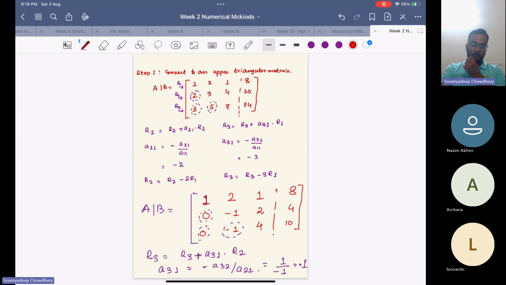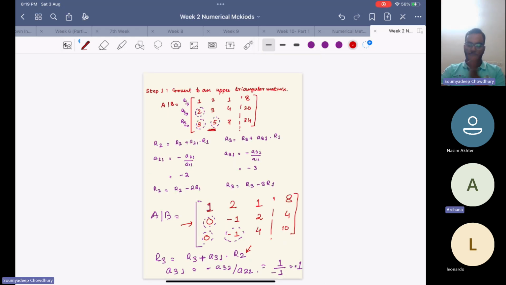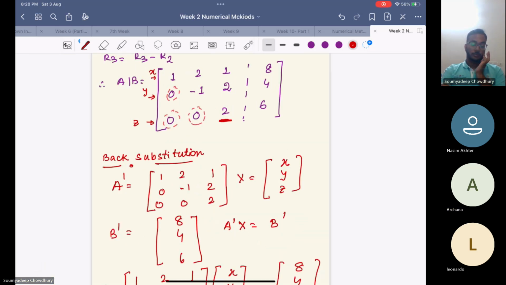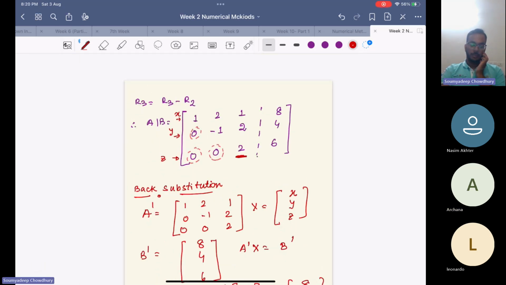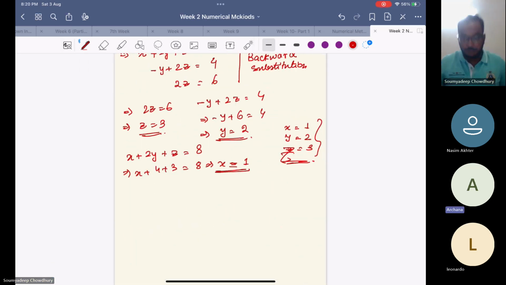And in the next step, we have to make this second term 0. So we will replace R3 by R3 plus A32 into R2. Just keep in mind that this R2 is the updated R2, that is, after the first step, this is my R2, not the previous one. Yes, sir. Thank you. There is a two-step procedure. Then we'll back substitute and we'll find out the values of x, y, and z.